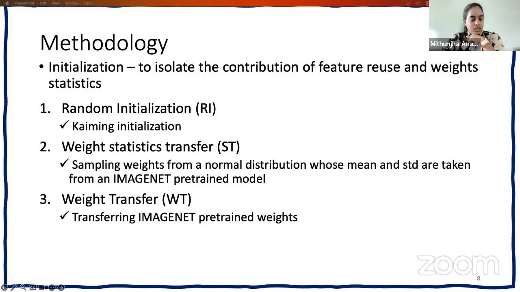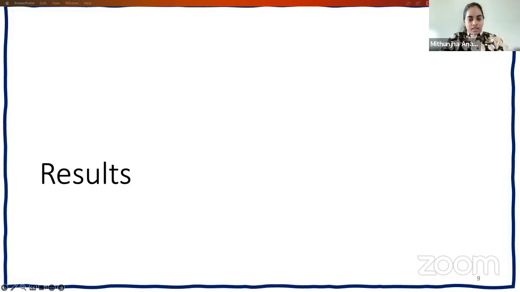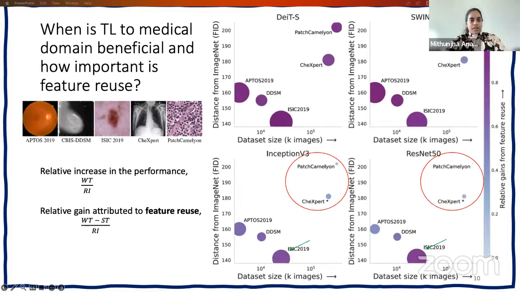So that is the methodology section, and we'll move into the results: why transfer learning is working for medical images. In this slide, we'll see when transfer learning to the medical domain is beneficial and how important feature reuse is. There are 4 subplots. This is for the DeiT model, the data-efficient image transformer, and this is Swin transformer, Inception version 3, and ResNet 50.